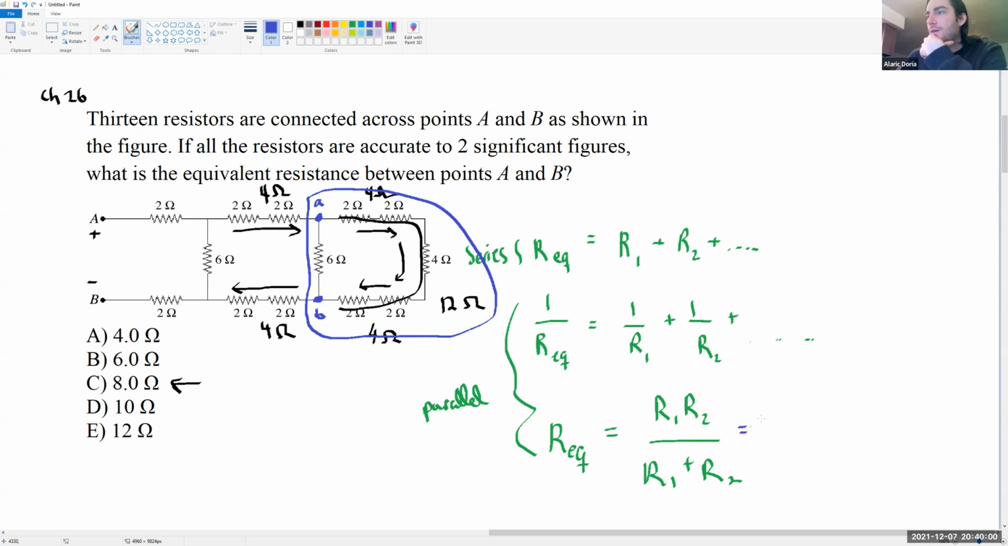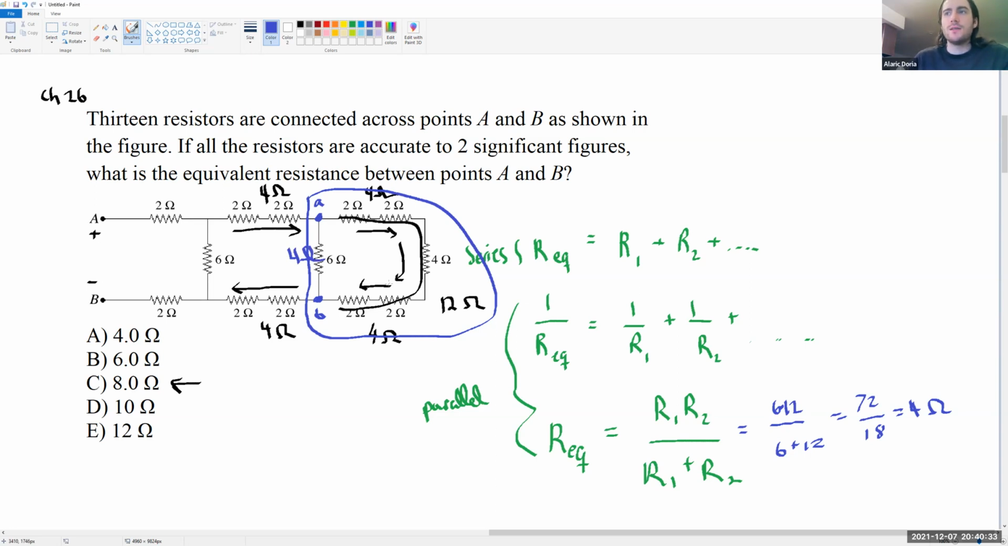Let's use the product over sum formula over here, because that's going to be the quickest way to get that answer. 6 times 12 over 6 plus 12. That's going to give us 72 over 18. And that's going to give us, I believe that's a 4, right? Because 4 times 1 is 40, 4 times 8 is 32. So we've got 72 there. So 4 ohms there.